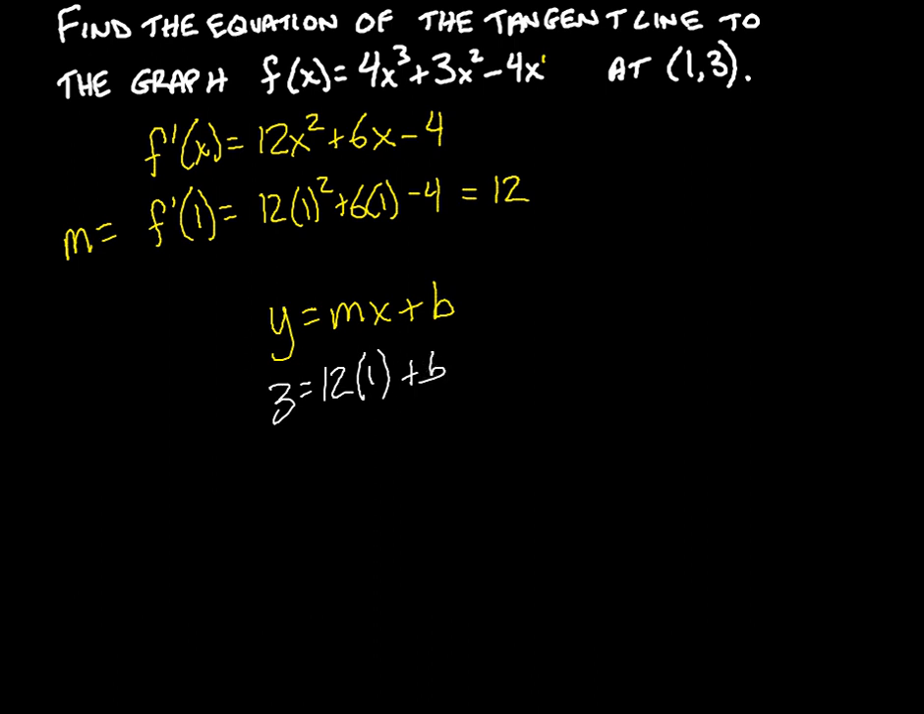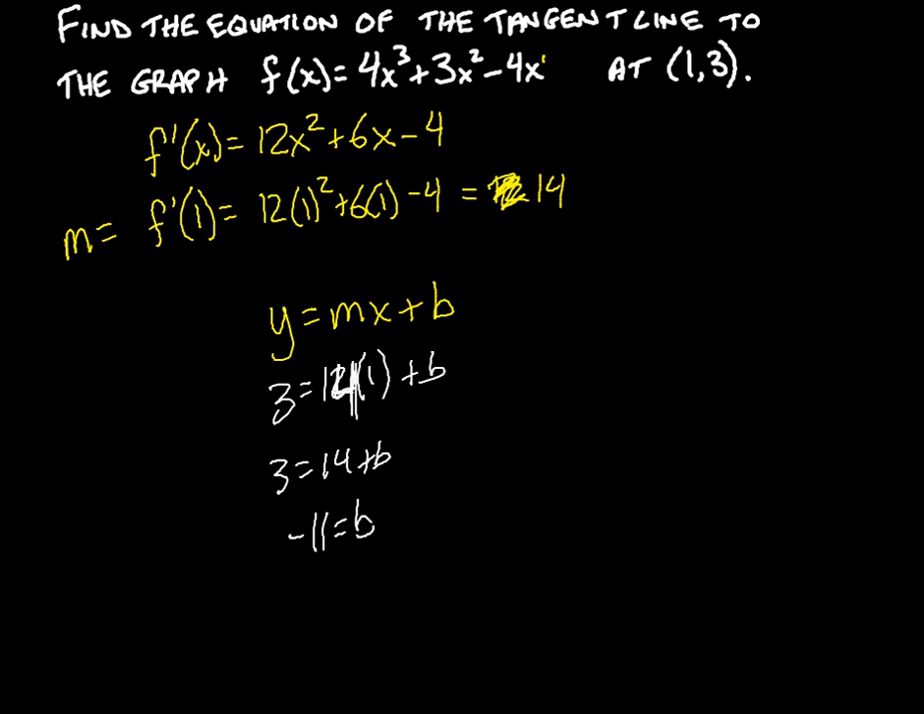It would really help, though, if I could do simple algebra, right? Actually, just simple addition. 12 plus 6 is 18, minus 4 is not 12. It is 14. So that means this number down here should be not 12 as well, but 14. My apologies on that. So what I do from there, I need to now solve this. 3 equals 14 plus b. Subtract 14 from both sides. Negative 11 equals b.